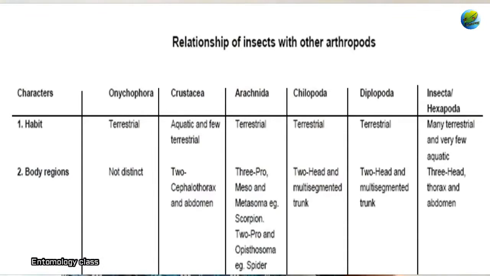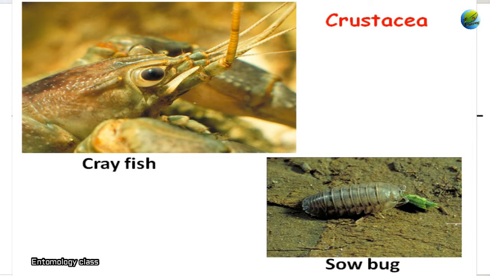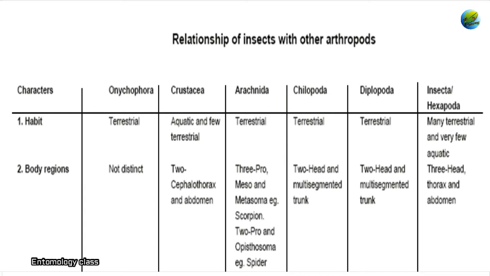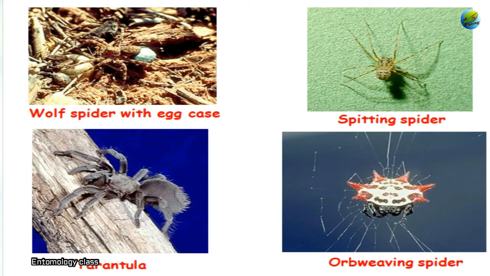If we see the body regions, as we already talked about, insects have three distinct body regions, called tagma: the head, thorax, and abdomen. Crustaceans have two segments: the cephalothorax, which is the combination of head and thorax, and the abdomen. Cephalo means head. So they have only two regions in their body. Arachnida has three segments: prosoma, mesosoma, and metasoma, for example the scorpion. Spiders have only two segments: the prosoma and opisthosoma.